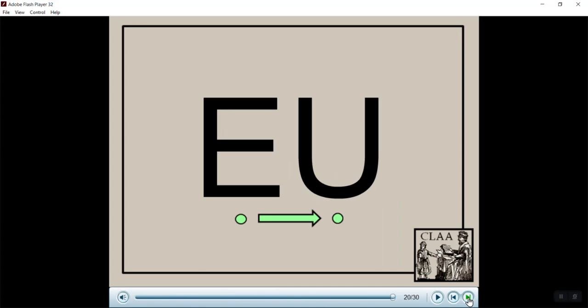The fourth Latin diphthong is eu. If you look at the diphthong on your screen, you can see that it's made up of the vowels e and u. Point to the green dot under the vowel e, and we'll read this diphthong together. Eu, eu, eu.